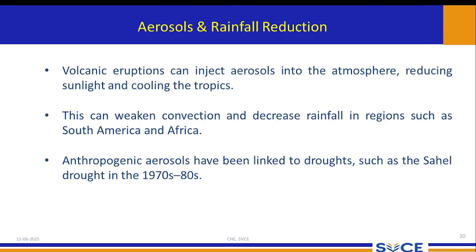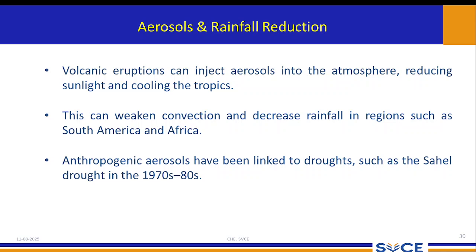Okay, aerosols and rainfall reduction. Volcanic eruptions can inject aerosols into the atmosphere, reducing sunlight and cooling the tropics. Why are we studying all this? Have you thought about why we are studying this? Because without human-made activity, this would still happen, as it is natural. But human-made activities enhance and change the pattern of the natural things. Obviously it will lead to drastic conditions.